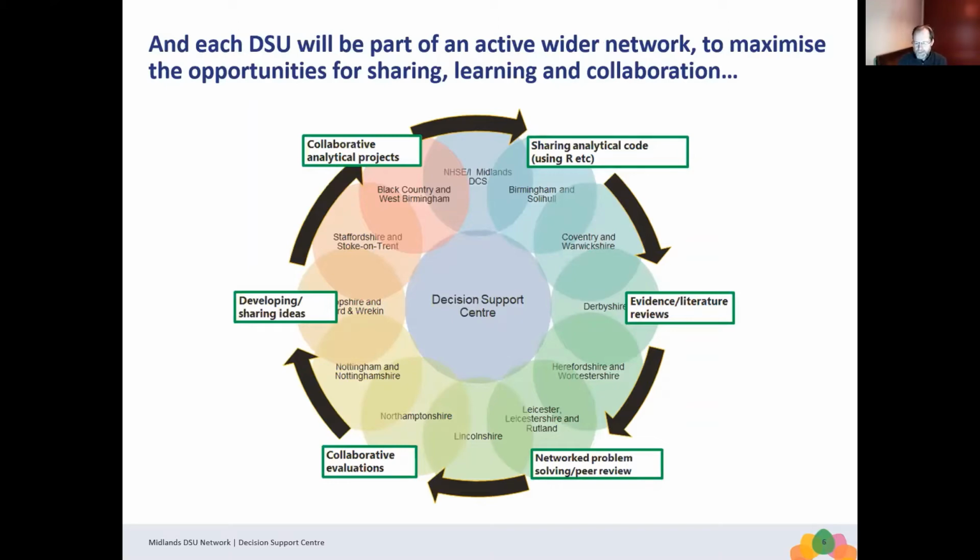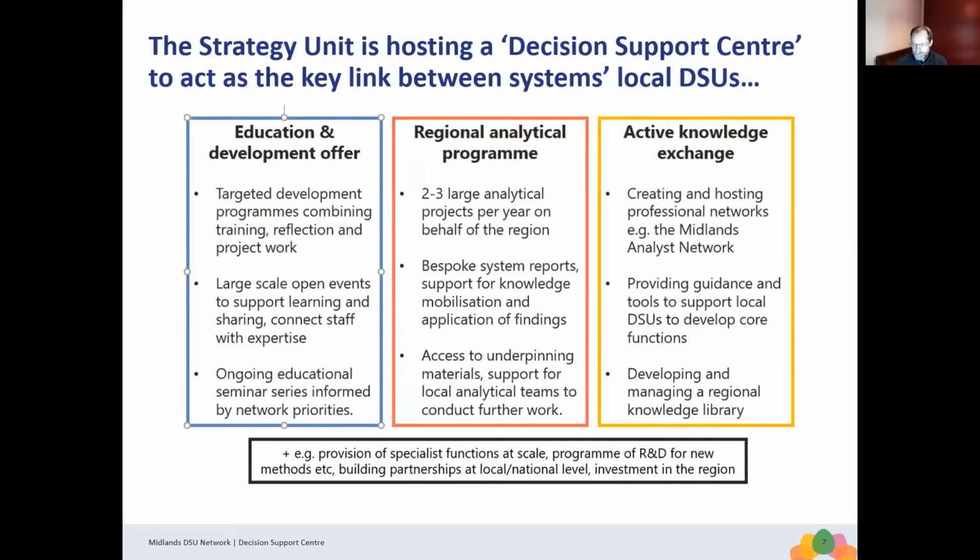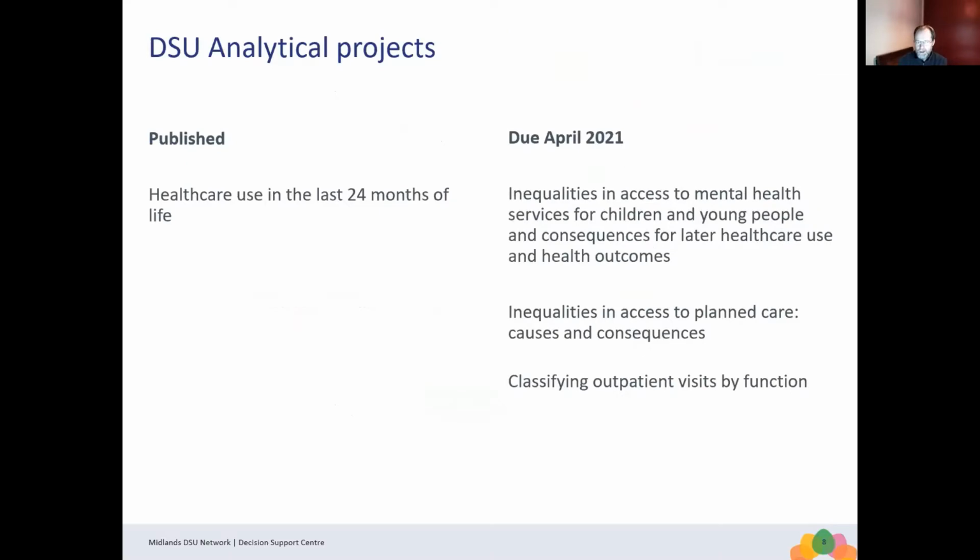And one of the functions that the strategy unit will be fulfilling is to carry out 2 or 3 large analytical projects every year on behalf of the Midlands region. And it's our objective to try and share as much of the code and data for those projects as possible so that individual STPs and decision support units can use what we've done and take the work further. The first of those pieces of work was published a few weeks ago. That was the piece of work that Janine mentioned on healthcare use in the last 24 months of life.